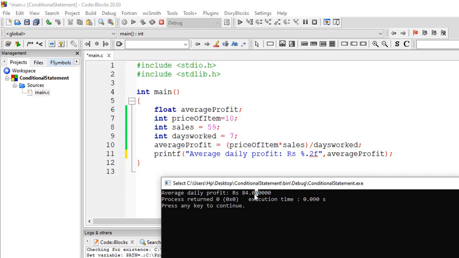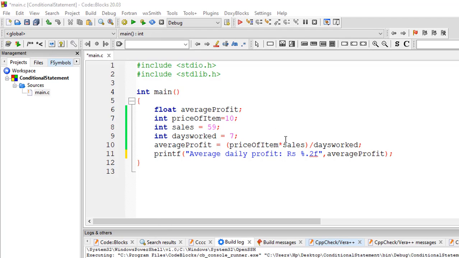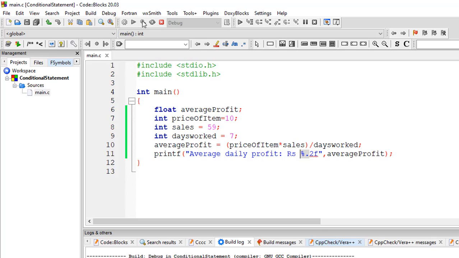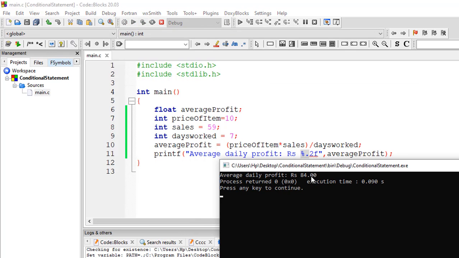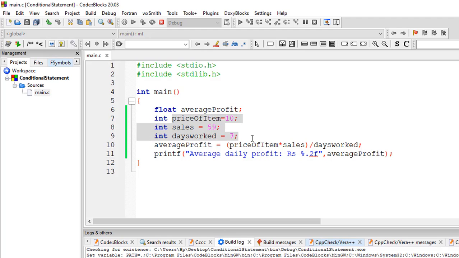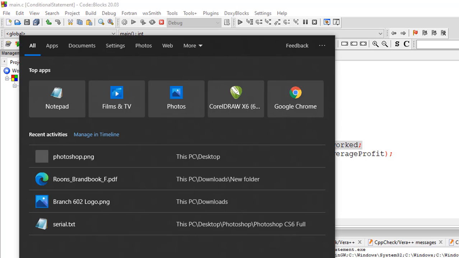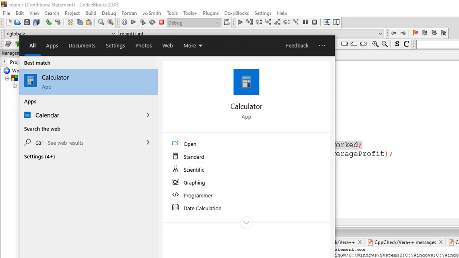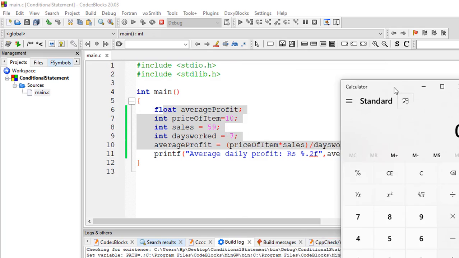It will print only 2 decimal places after the point because of this 0.2. So I will run it again. So you can see 84.00. But it is not actually 84.00. When I calculate this expression for these amounts, it gives me the answer in the pointers. I will open the calculator. You can see the answer will be something different.